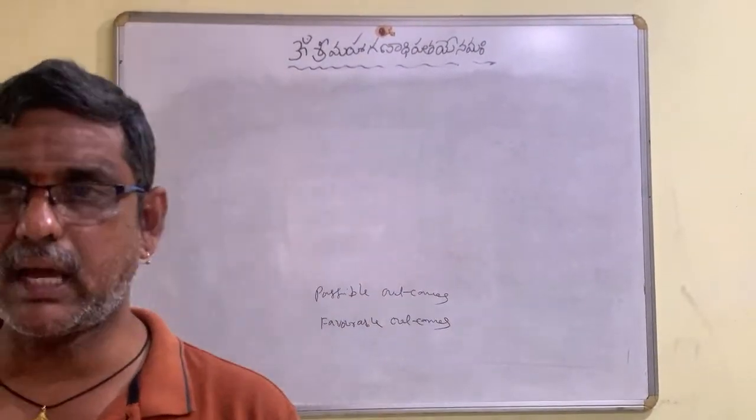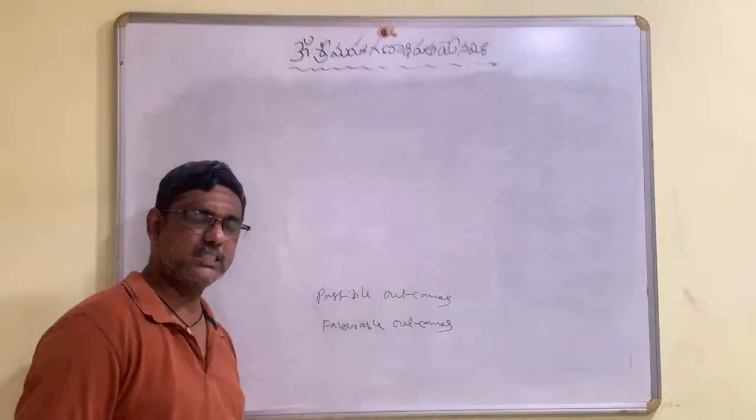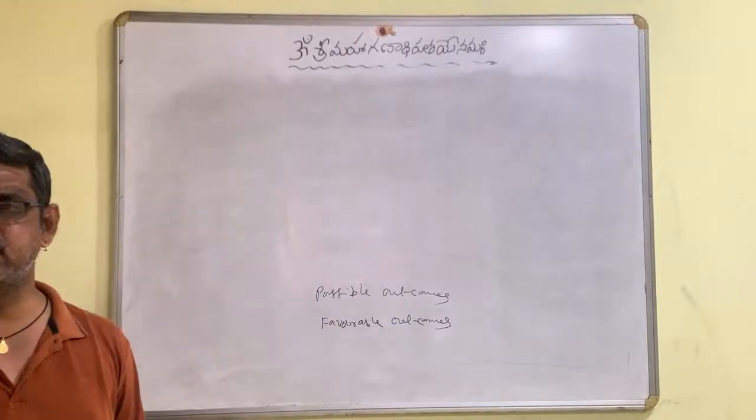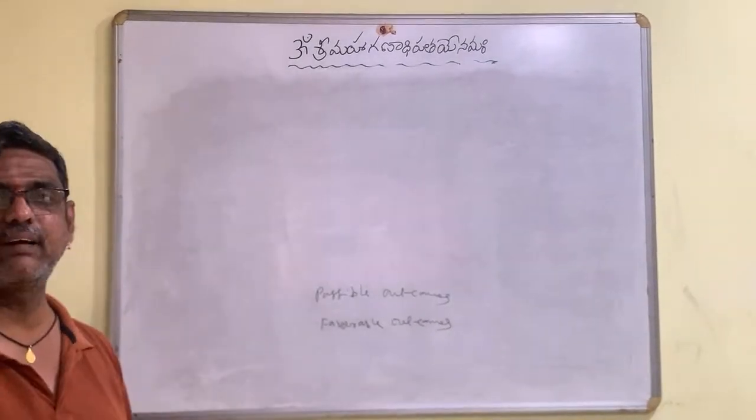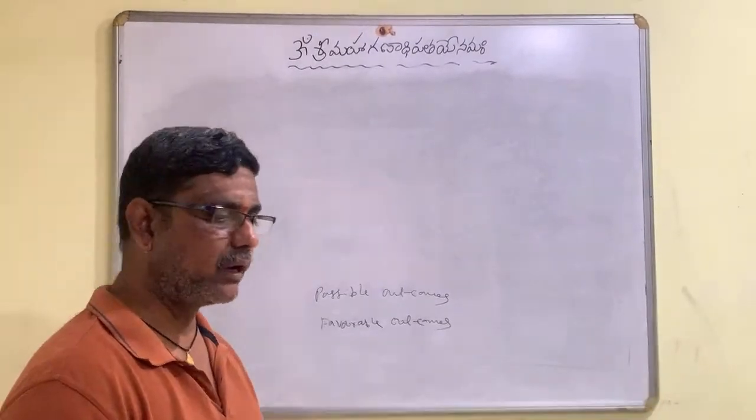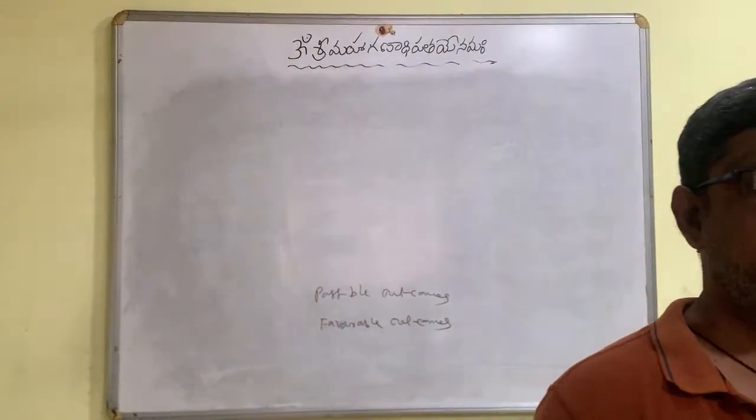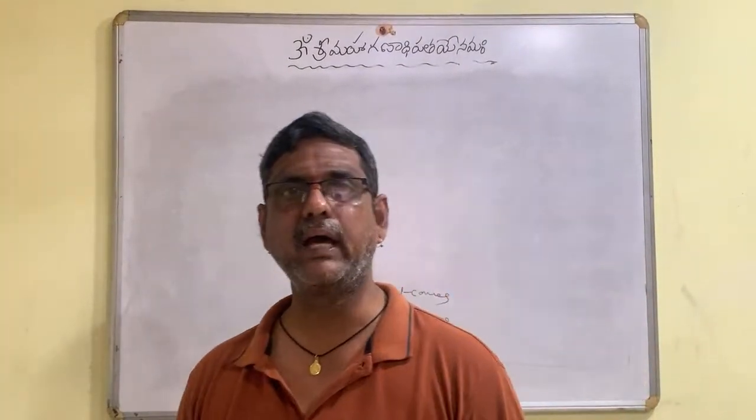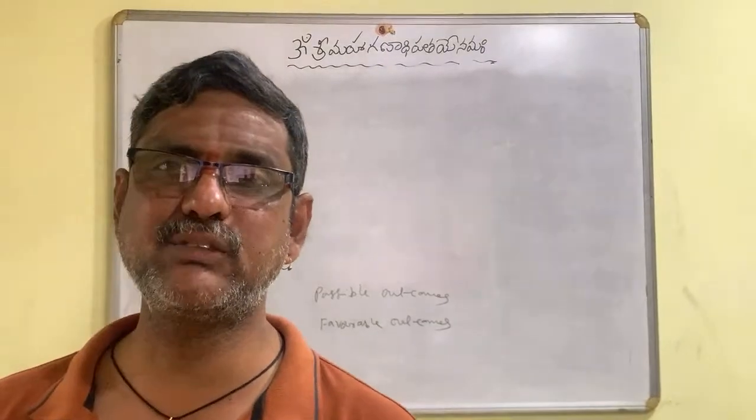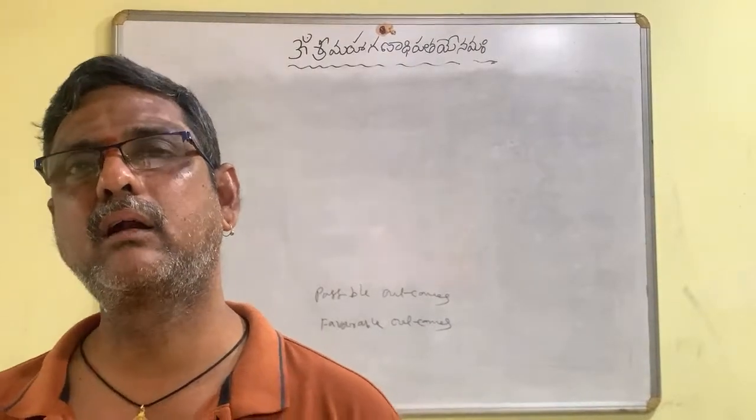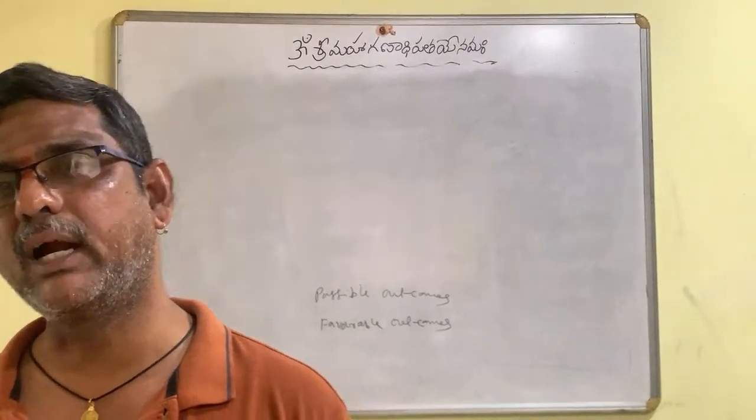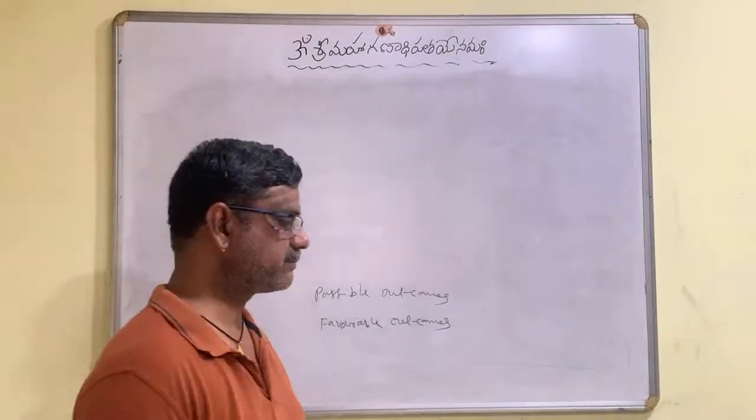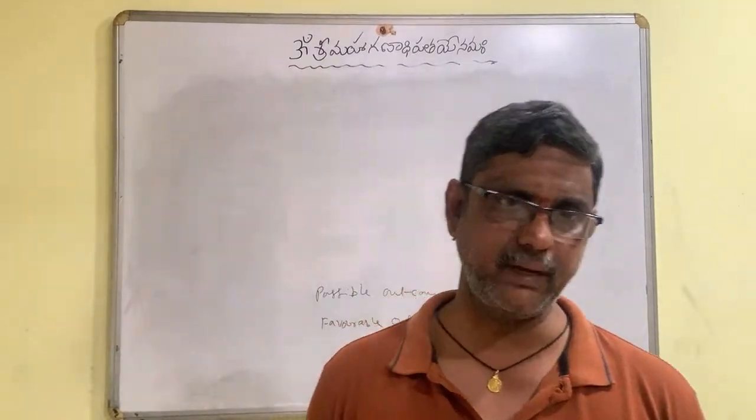Now, only two concepts are left. One is possible outcomes, the other is favorable outcomes. Now think about possible outcomes. Possible outcomes depend upon the experiment. For example, what are the experiments we have? Rolling a die, tossing 1 coin, tossing 2 coins, tossing 3 coins, rolling 1 die, rolling 2 dice, and playing cards, and some other miscellaneous experiments. All these are experiments.